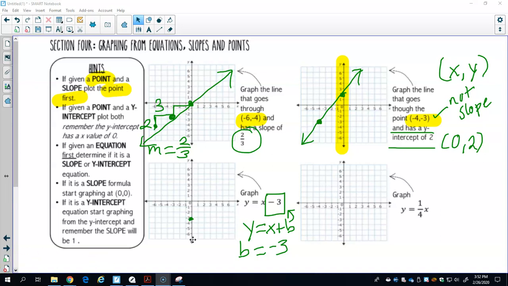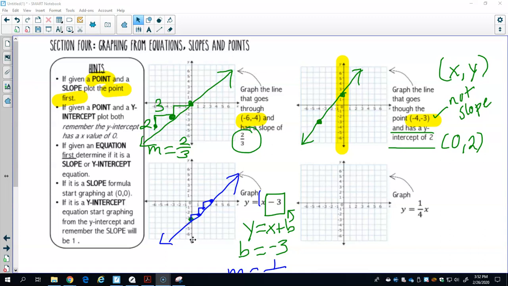And so to get the second point, though, we need to recognize that even though there's nothing in front of that x, it actually does have a slope. Remember, if there's just one x, our slope is 1. So our slope is going to be 1 over 1. So we're going to do rise over run, up 1 over 1, up 1 over 1. We have some points here that we can plot. Okay, and then we're going to put a line through it. And you can see that it hits the y-axis at -3 and it has a slope of 1.